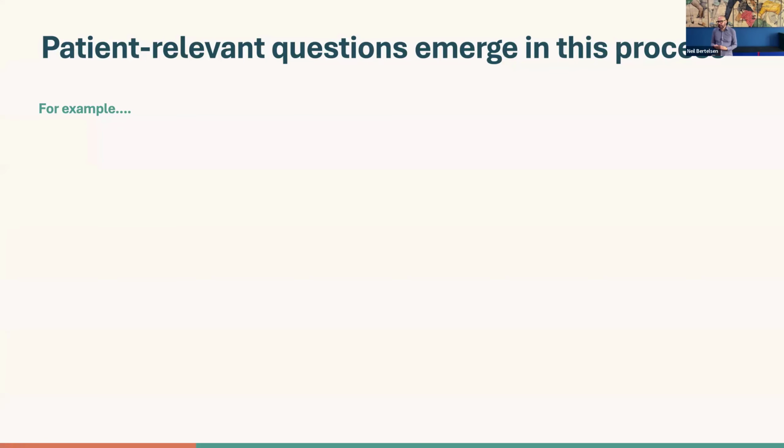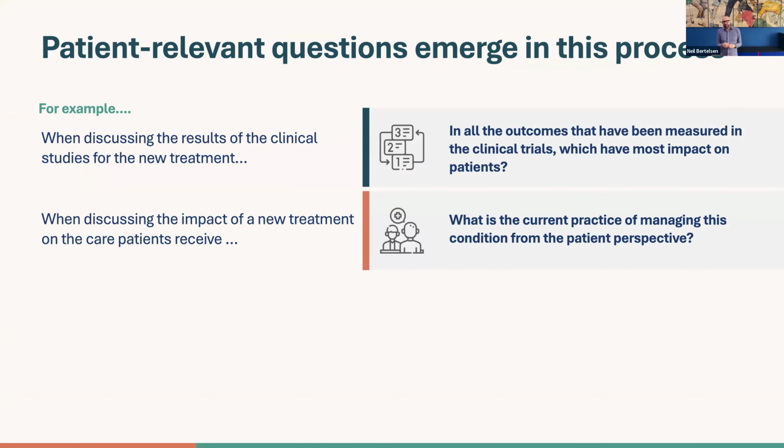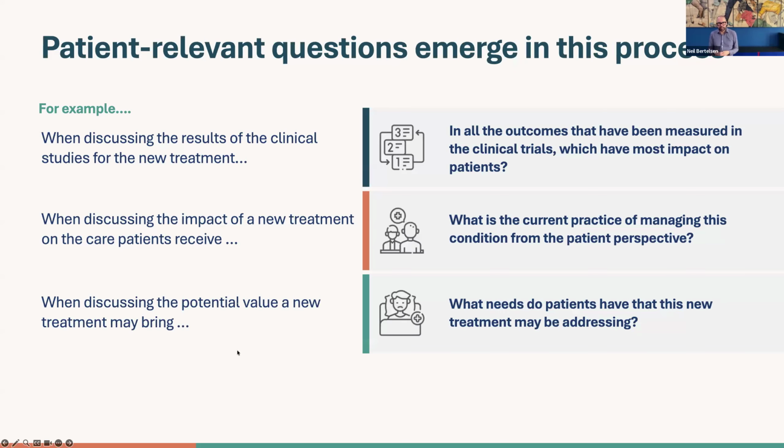So as they do that, I just want to give you some examples of the kinds of relevant questions that emerge. So they might be discussing the results of the clinical trial. So a key one will be, in all of those outcomes that have been measured, which has the most impact on patients? So they might be discussing how a treatment will change the care that people receive. Maybe a new treatment's going to change how people receive their care. So they need to know what's the current practice of managing this condition from the patient perspective. And what's different with the potential new way.